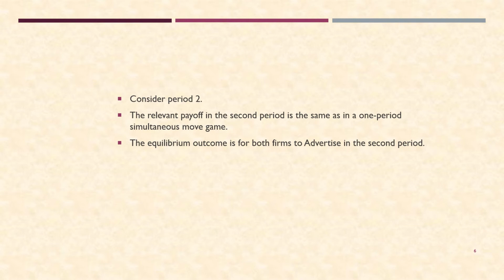Suppose period 1 is over and the firms are thinking about their actions in period 2. It means that there is one more period to go. Also, period 1 is in the past and can be considered as irrelevant. Hence, it is as if the firms are playing a one-shot simultaneous move game in period 2. Therefore, we can conclude that in period 2, the outcome will be the same as in a one-shot simultaneous move game. That is, each firm will advertise and earn 100. The result does not depend in any way on the outcome in period 1.